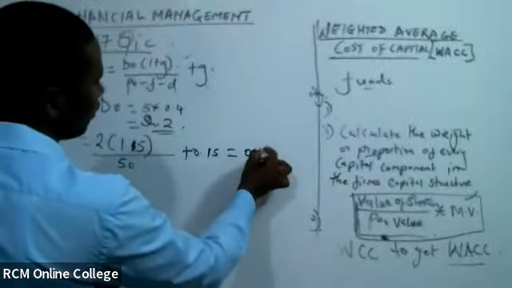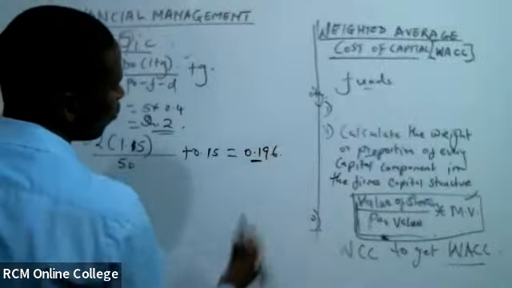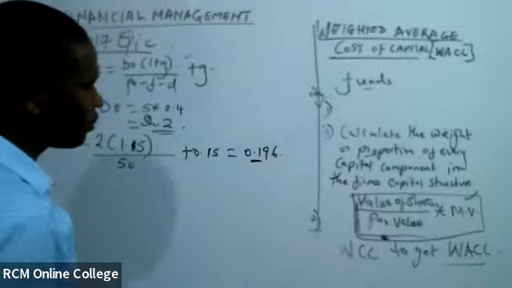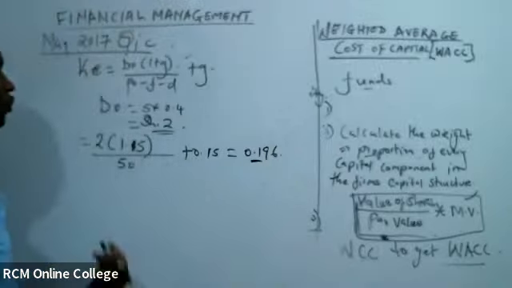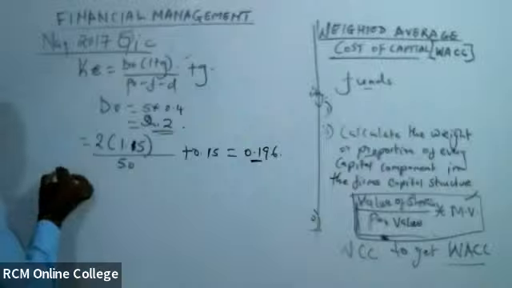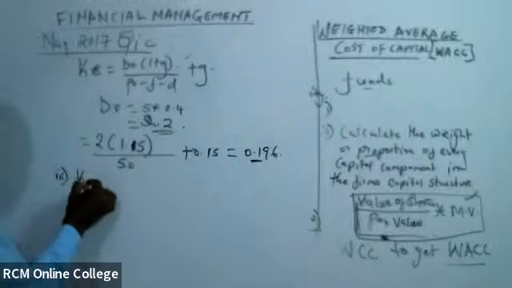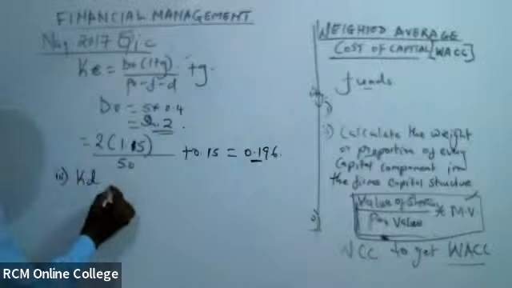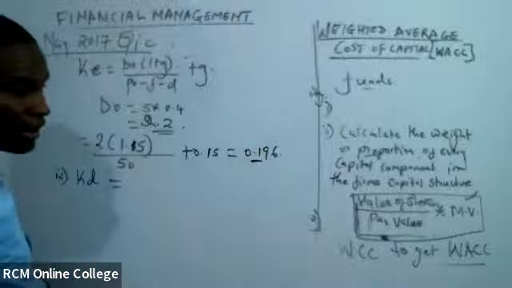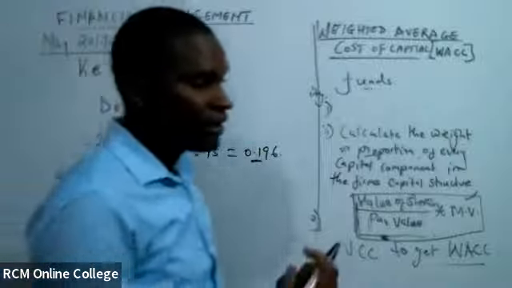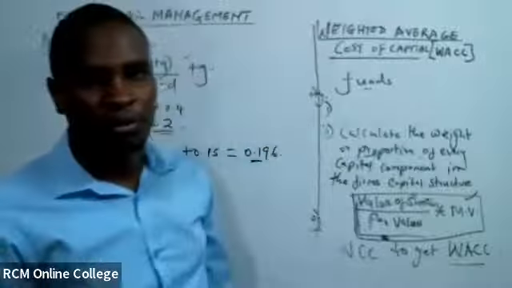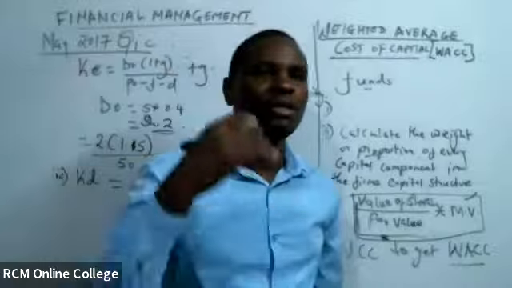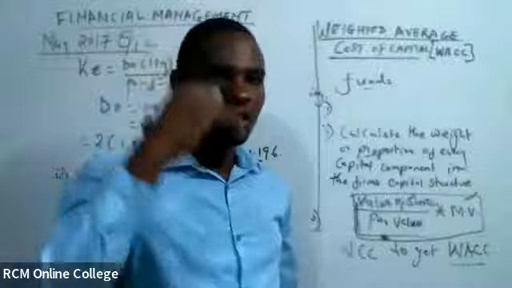0.196. Now, that is our component cost, class. And since we got the component cost, what we do is to move to Roman number 3, whereby they want us to get the KD. And how do we get KD? The first thing to identify is what type of debenture we are dealing with. Are we dealing with the redeemable or irredeemable?